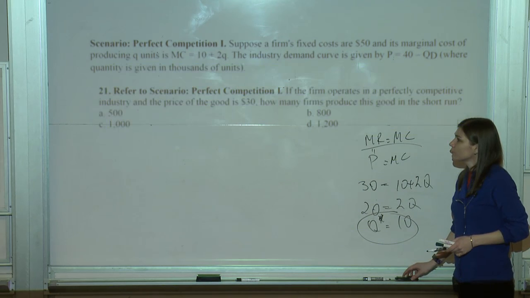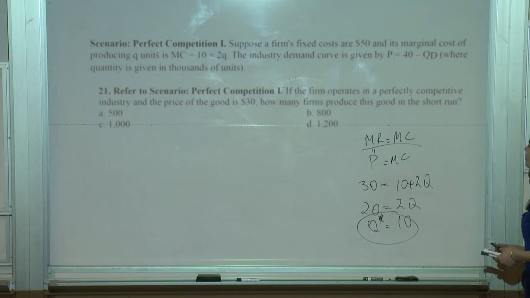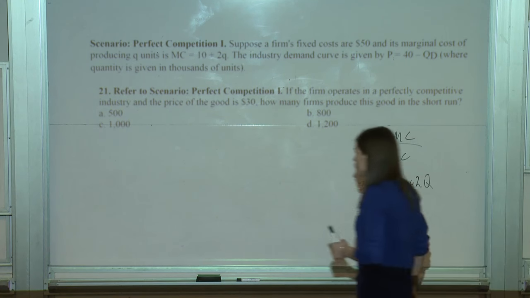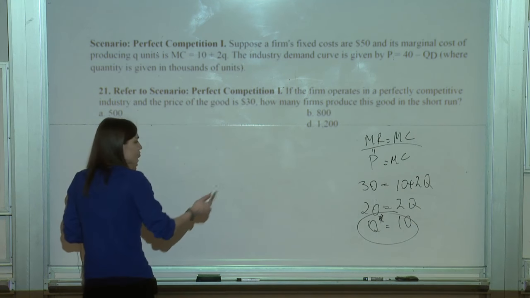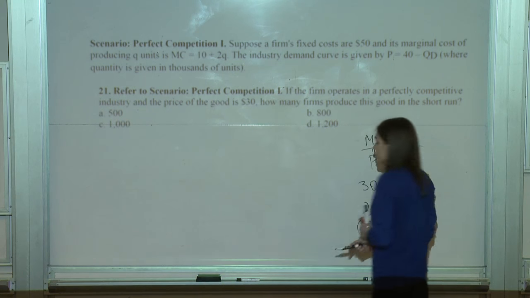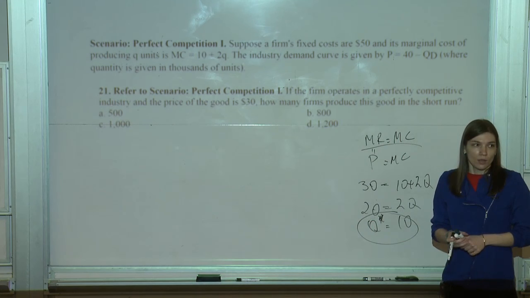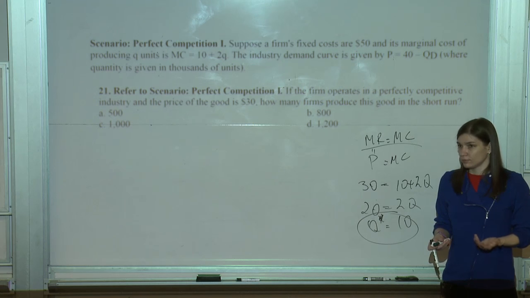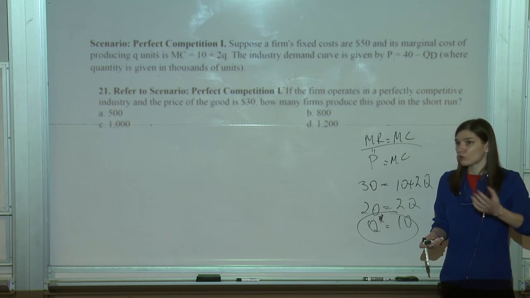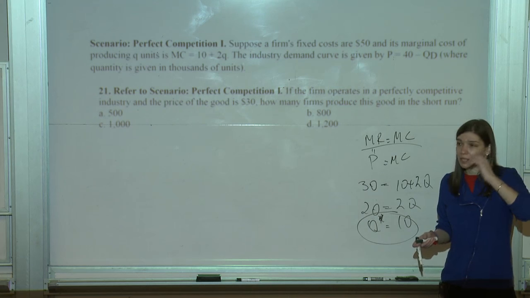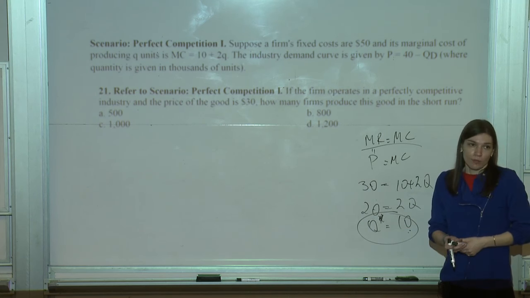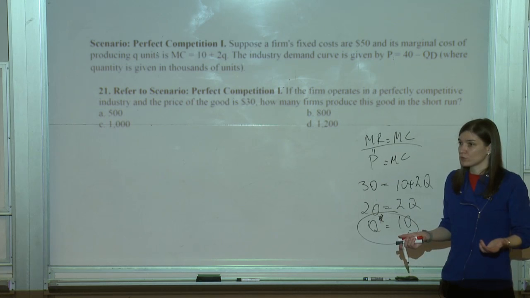All right, this is straightforward. If the firm operates in a perfectly competitive industry and the price of the good is 30, so same scenario, how many firms produce this good in the short run? Now, in the short run, I know each firm is going to produce 10 units. What is the total demand? If I know the total quantity demanded, I can just divide that by how many units each firm produces and get the number of firms in the short run.